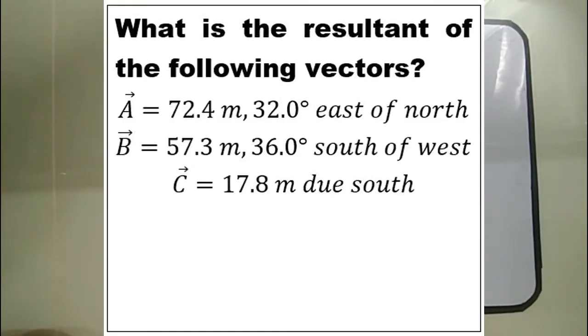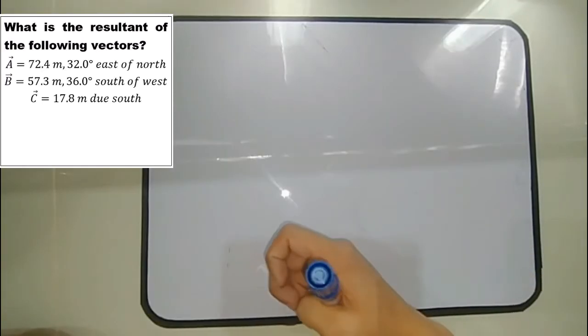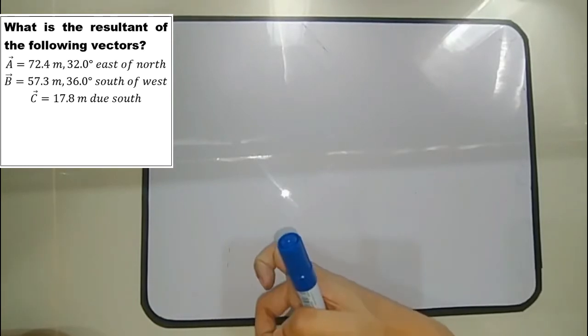What is the resultant vector of the following vectors? So, vector A is equal to 72.4 meters, 32 degrees east of north. Vector B is 57.3 meters, 36 degrees south of west. Vector C is equal to 17.8 meters due south. Ito guys, very important when it comes to vector that we know directions.